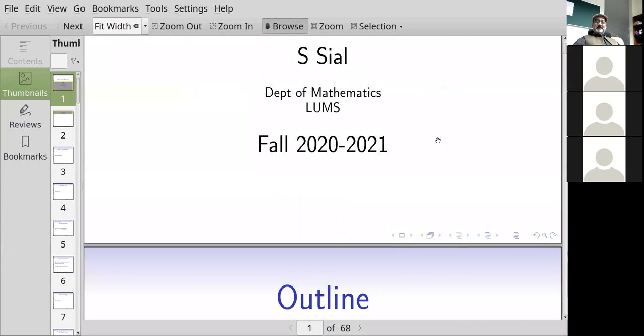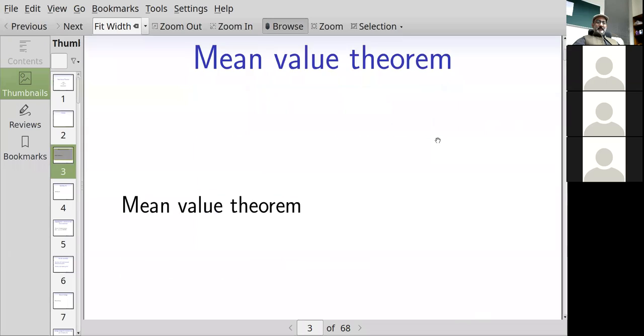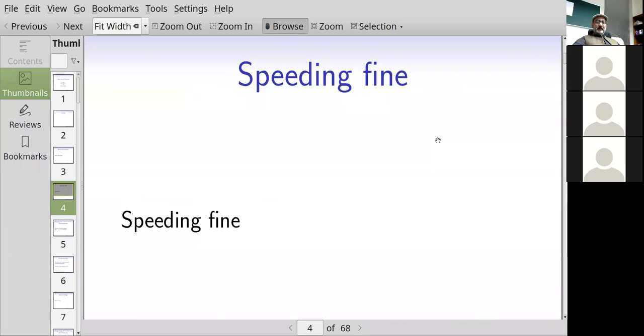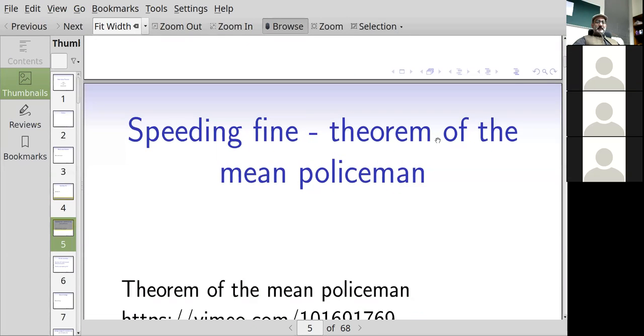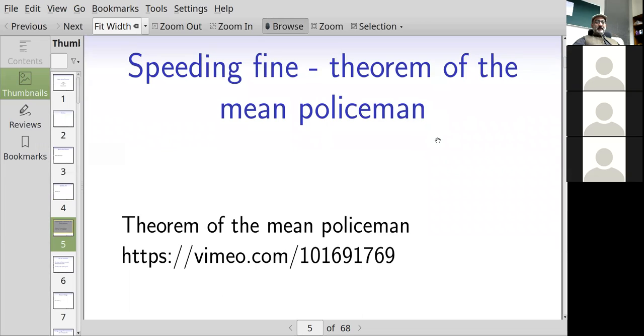Okay, so let me start by giving you a scenario. You get a fine for speeding in your car, okay? If you want a nice discussion of the speeding fine issue, there's a video called Theorem of the Mean Policeman about the mean value theorem, and I've given you the link here in the notes.